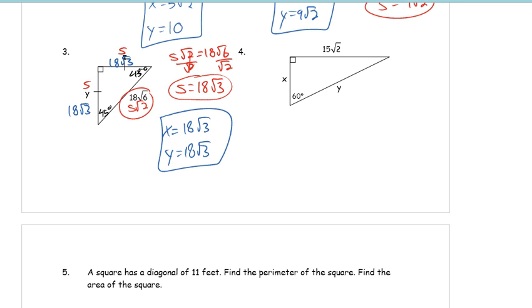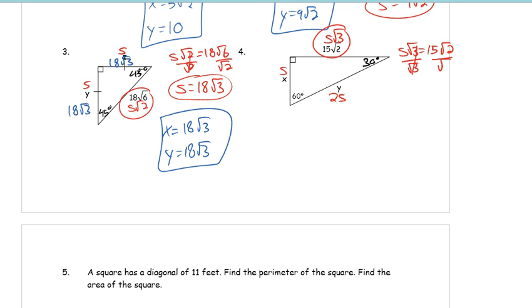Okay, 30-60-90. Mixing it up a little bit. Across from 30 is s. Across from 60 is s radical 3. Across from 90 is 2s. Here's your information. S radical 3 equals 15 radical 2.